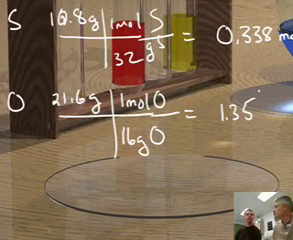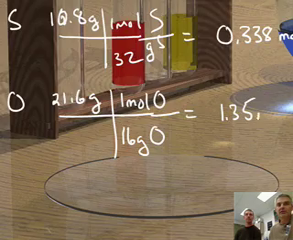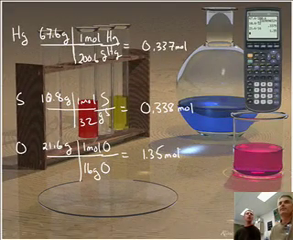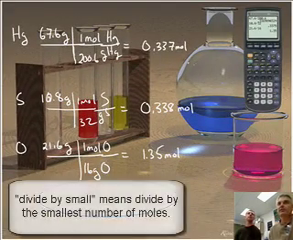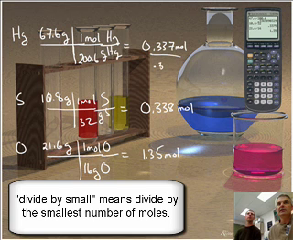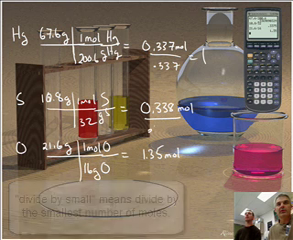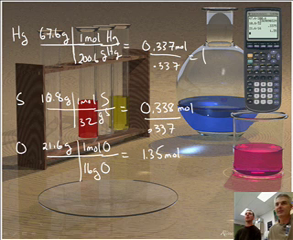So percent to mass, mass to mole, divide by small. All right, so what's the smallest one? I think 0.337. So we divide them all by 0.337. That's a 1. One of them will always be 1. And this is going to be close enough to 1, so I think we're going to call that 1.